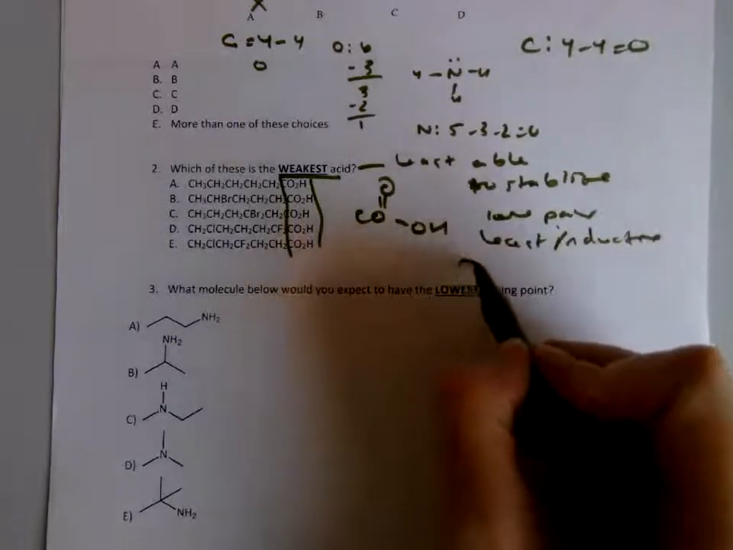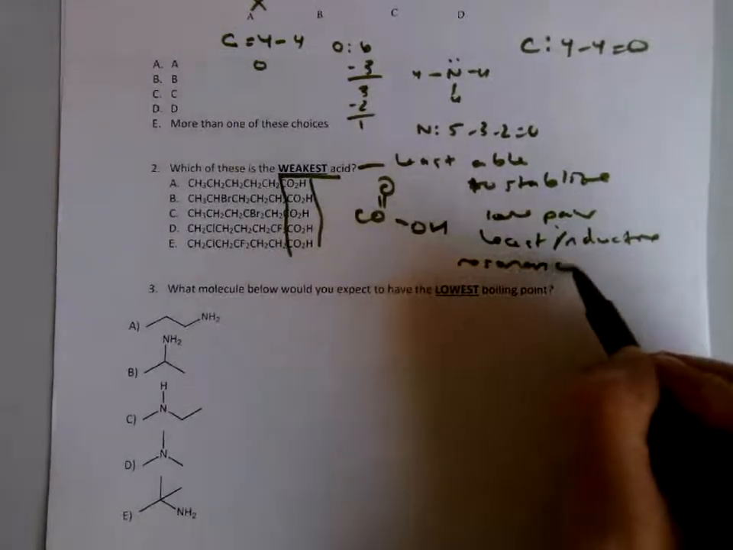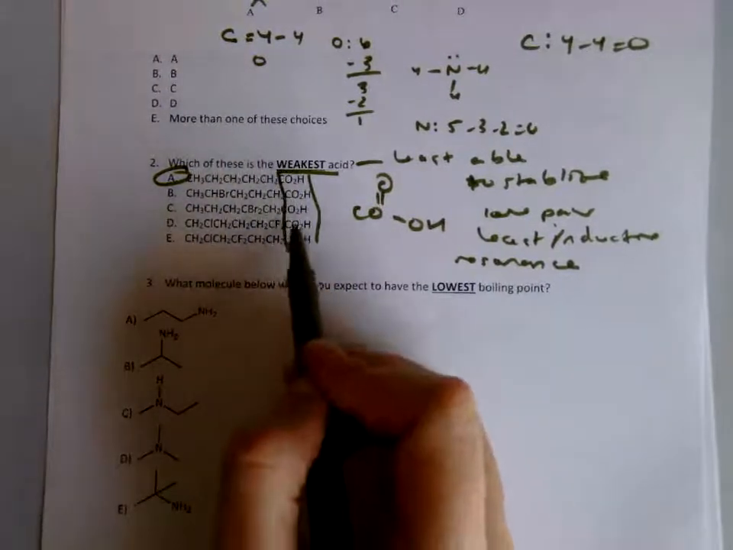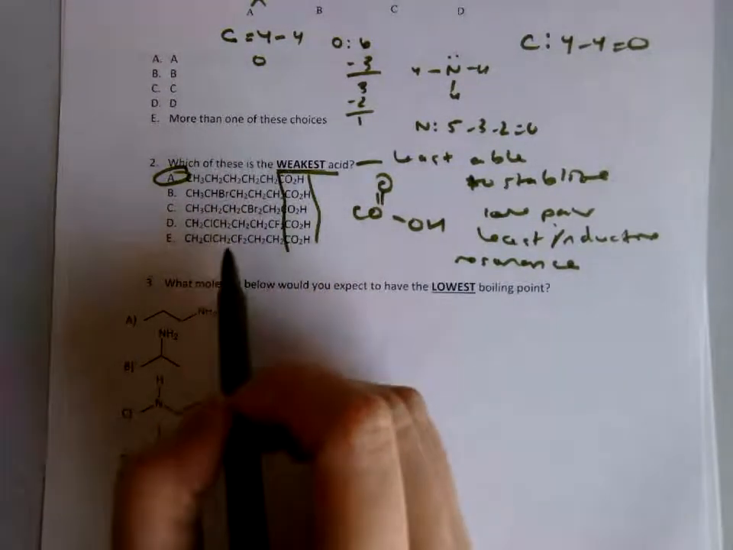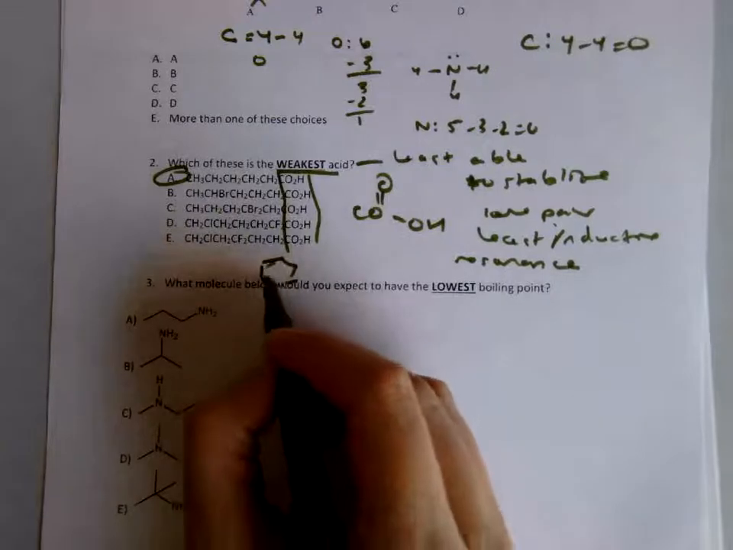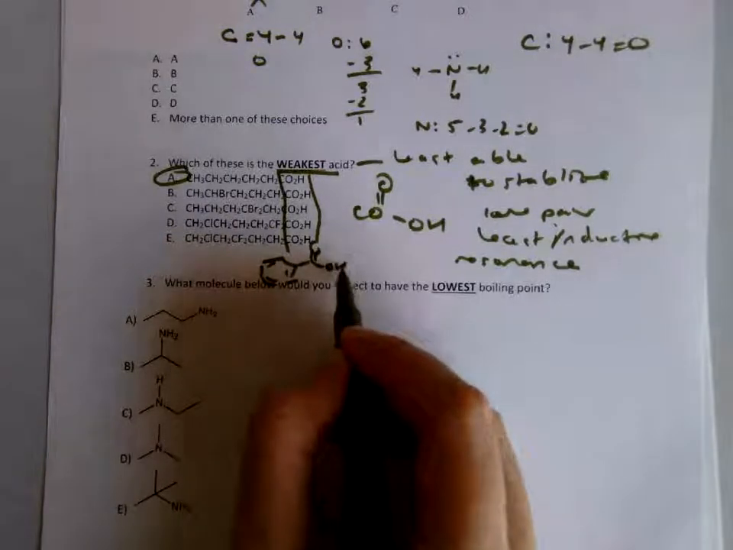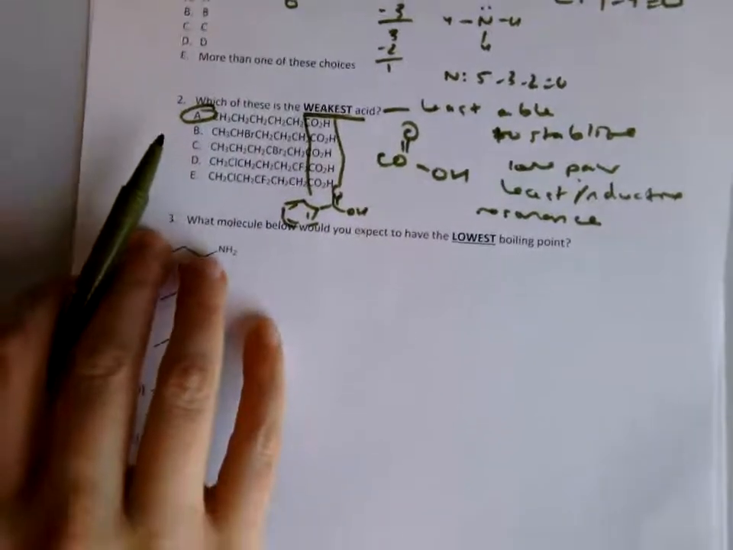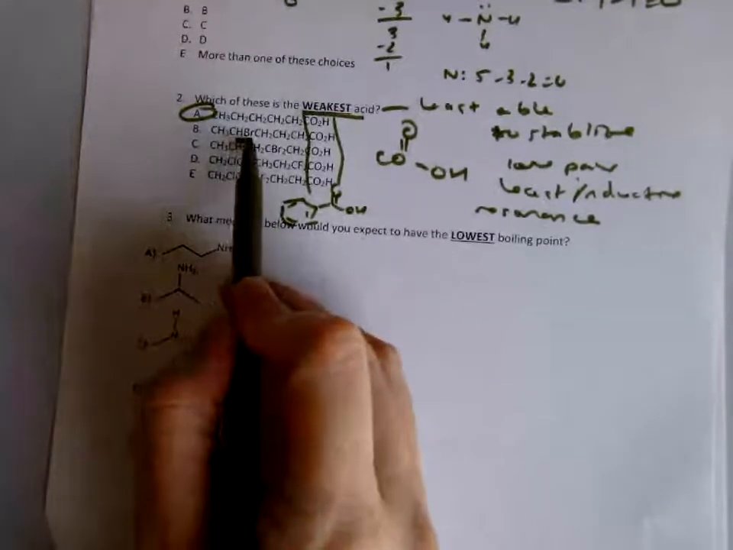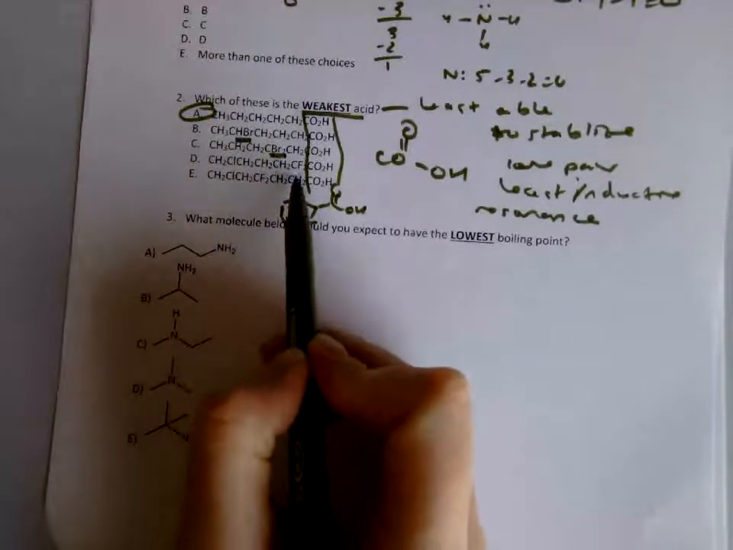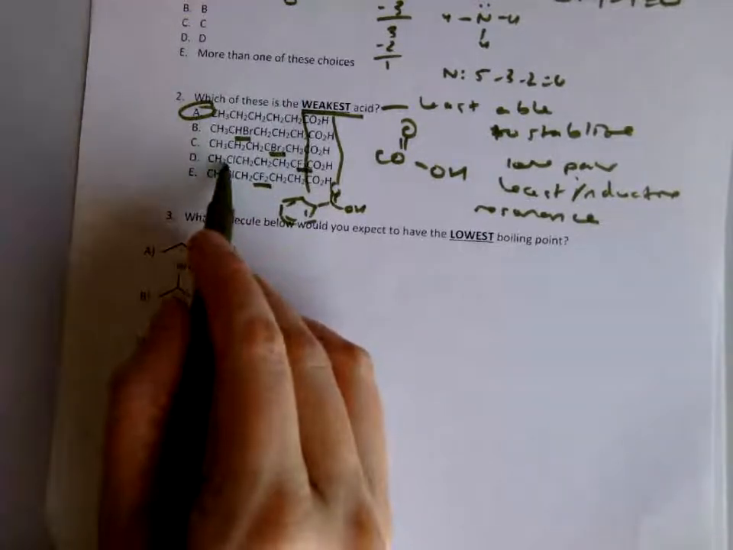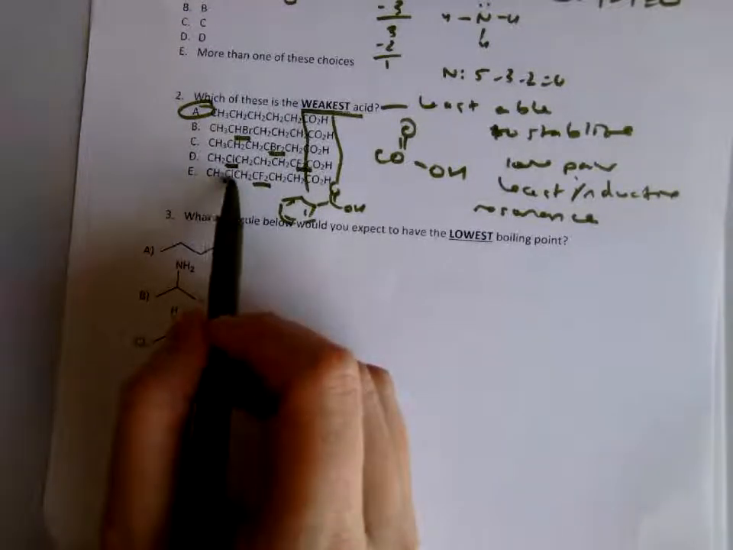There's one that doesn't have any inductive effect, and it's A. And all of these have the same resonance effect. There's no additional resonance; if one of them had it, that would maybe help. But in this case, A is the only one. Otherwise, this has an inductive effect, this has an inductive effect, this has an inductive effect, and this has an inductive effect. This one has 2 inductive effects, but A doesn't have any.